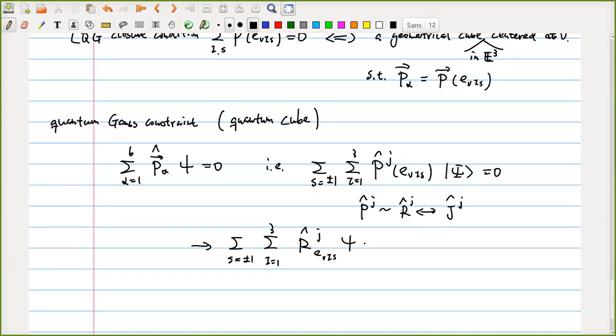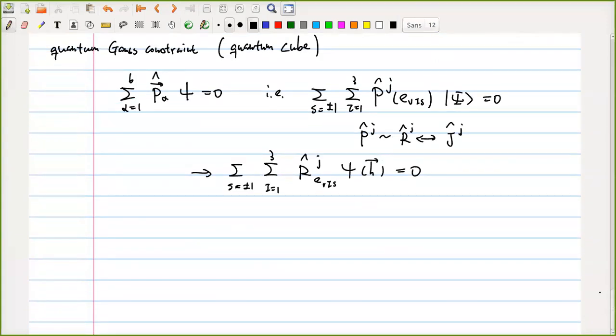Operating on the wave function equals 0. This is the equation we actually want to solve. Because this right invariant vector field is just the angular momentum operator, this equation just means that the state is 0. The solution is just a zero total angular momentum state.